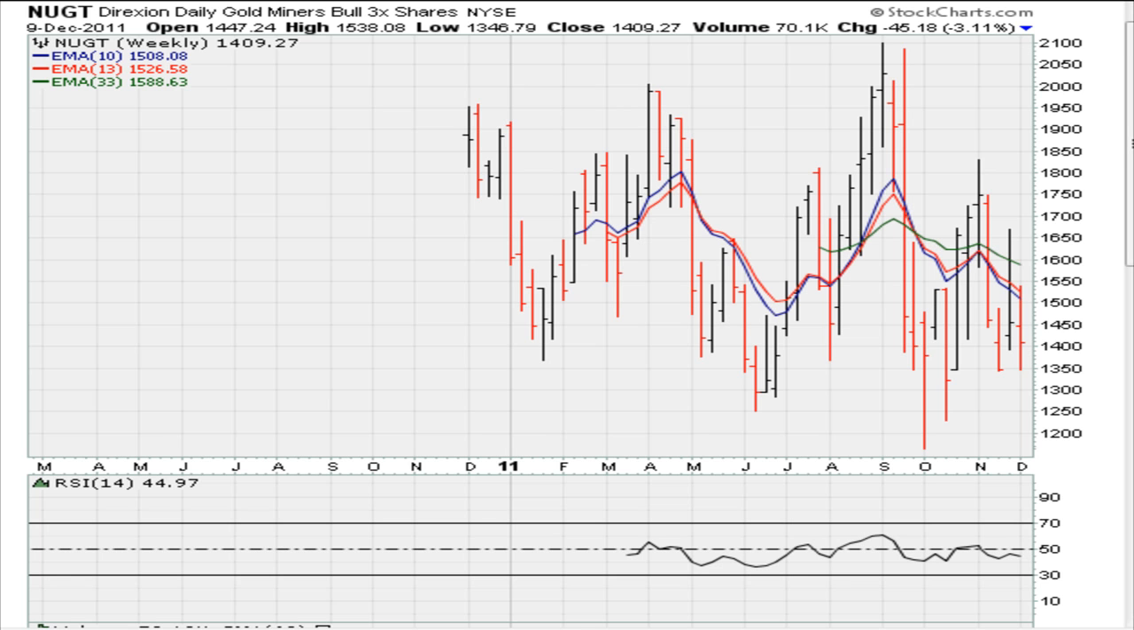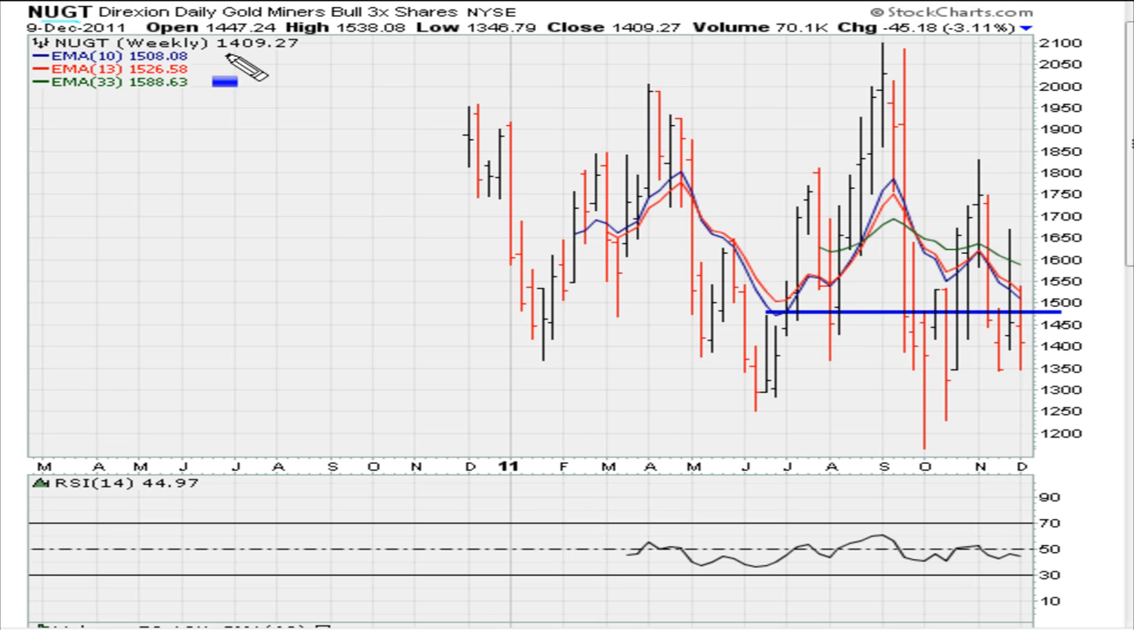So let's take a look at some examples. The first example here is for NUGT. Of course, this is the 3 times gold miners ETF, very volatile, and this is after it has split a couple of times. So this is not the actual price at the time, but what I want us to take a look at is, if you take a look at the moving averages here, these moving averages are getting very close.